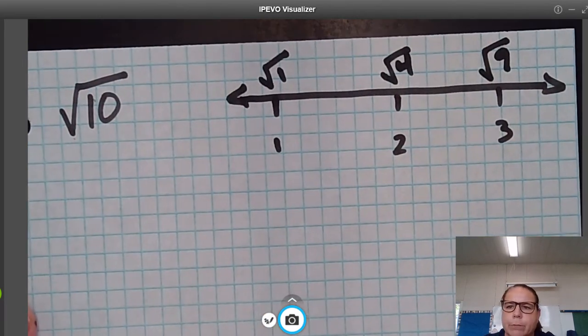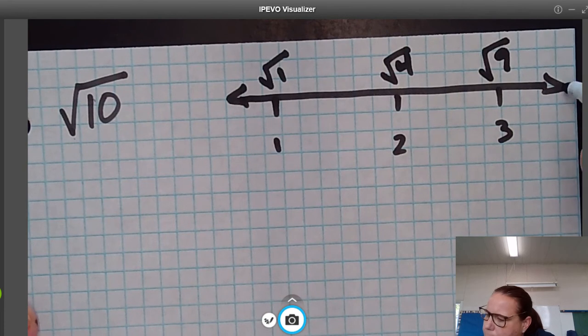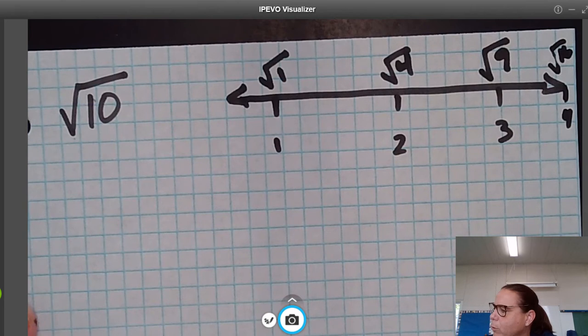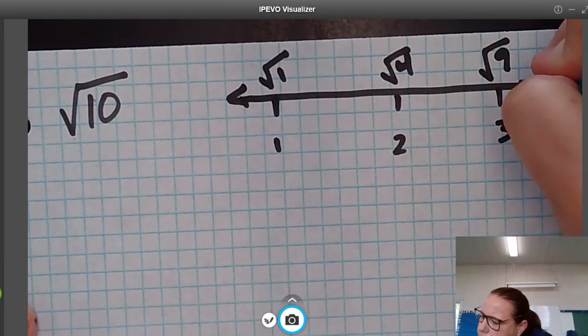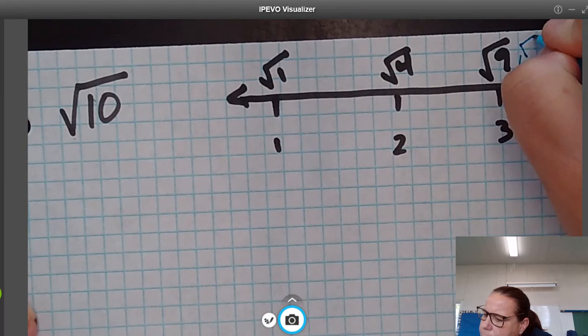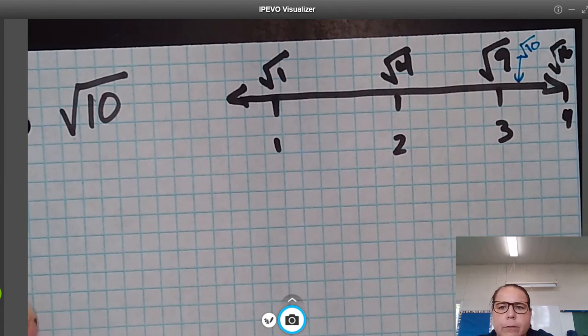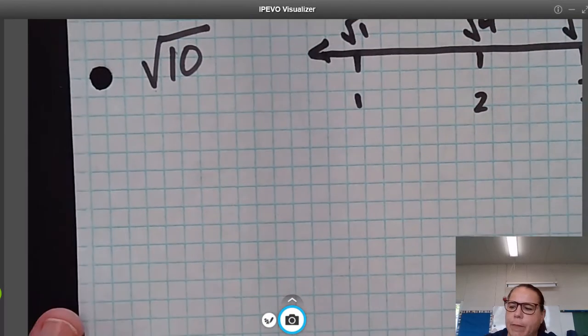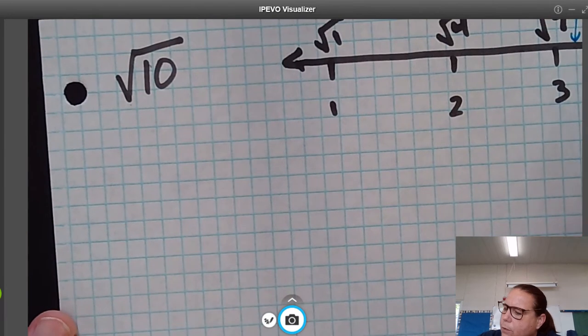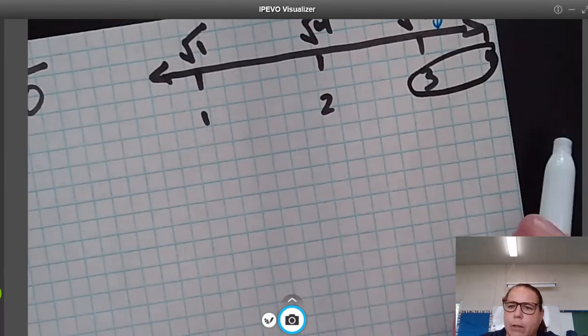Now, I ran out of room because I didn't plan ahead, but let's just put it on here and think to ourselves, right? That's going to be the square root of 16. 4 times 4 is 16. So I know then that the square root of 10 is somewhere in here. So I'm going to look at this little piece of the number line, and I'm going to expand that a little bit more. I can see it's going to be between 3 and 4.